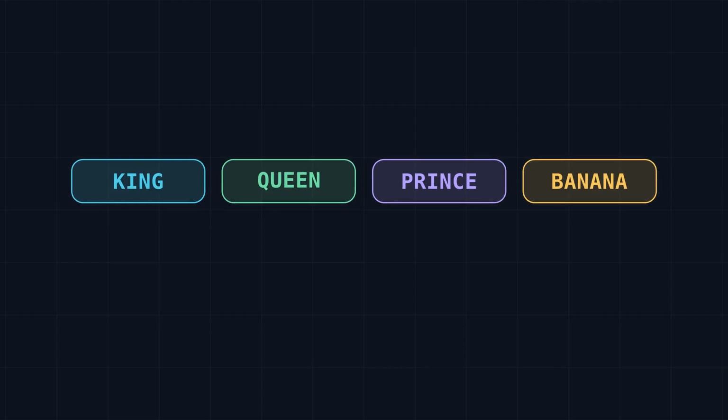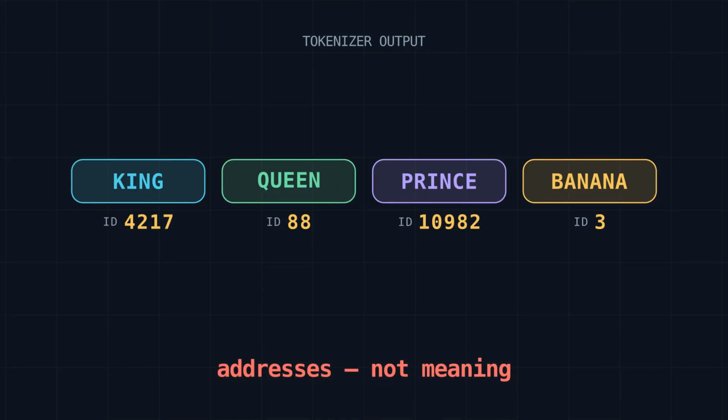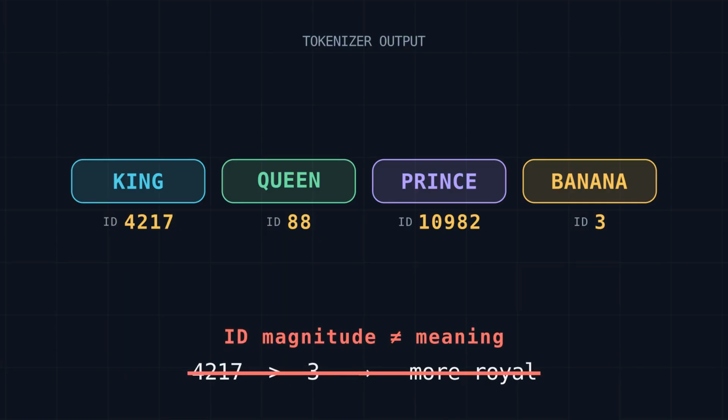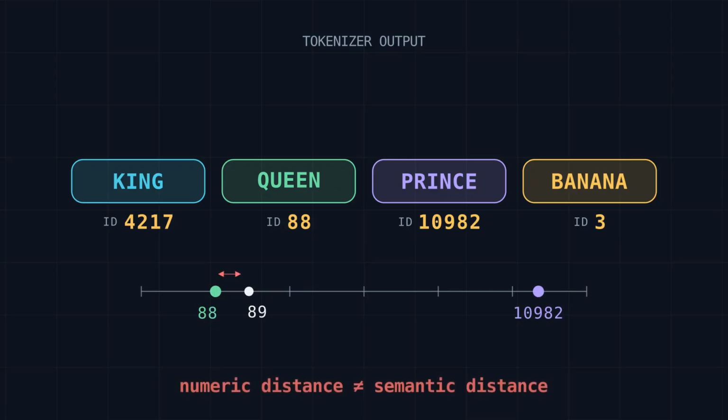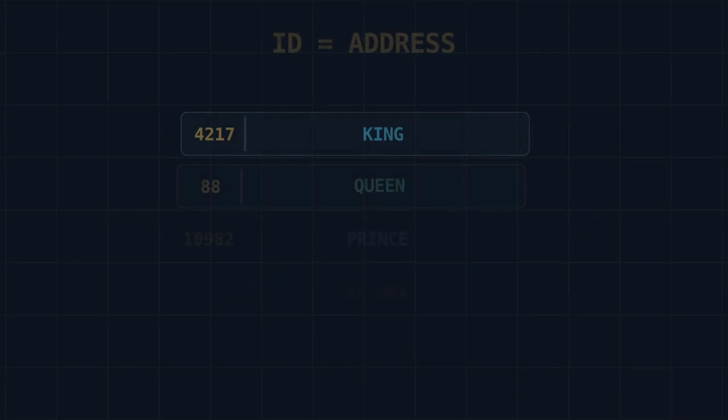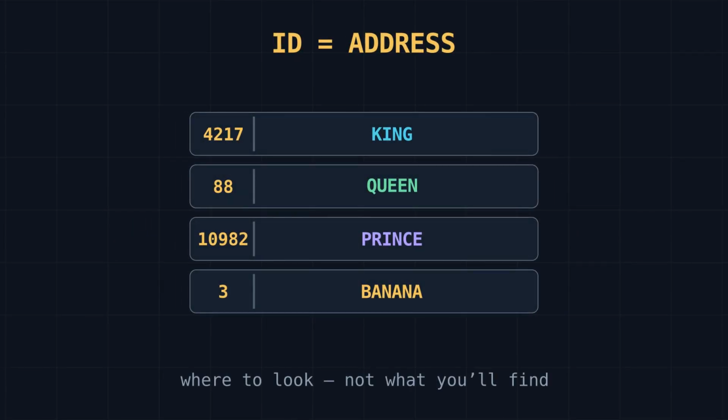king, queen, prince, banana. Suppose a tokenizer assigns them the IDs 4217, 88, 10982, and 3. Those numbers look useful, they aren't, not yet. Token 4217 is not more royal than token 3, and token 88 isn't closer in meaning to 89 than to 10982. The IDs are shelf numbers.